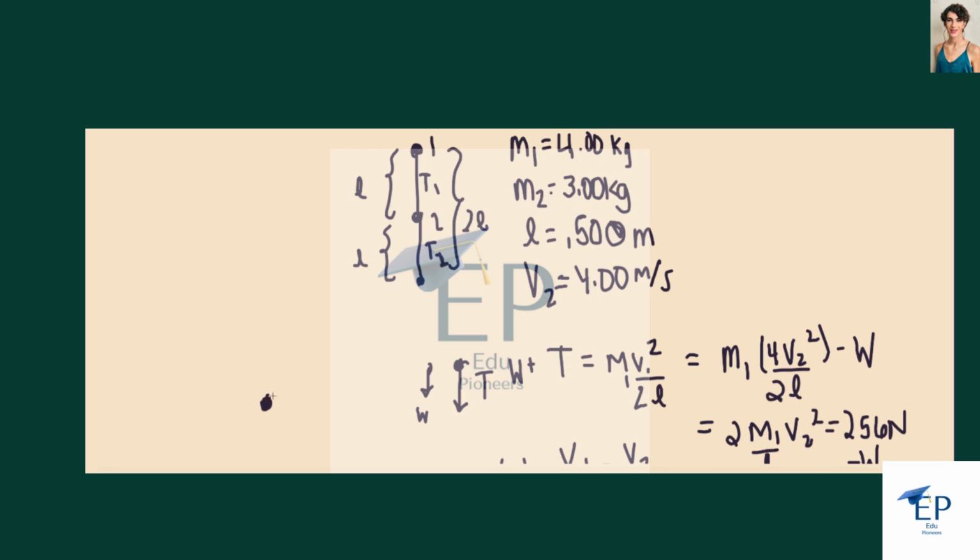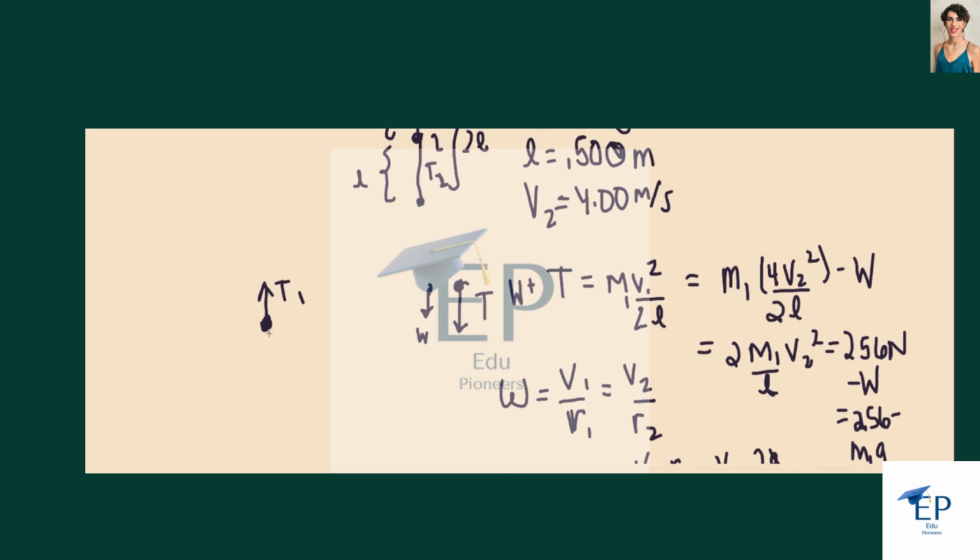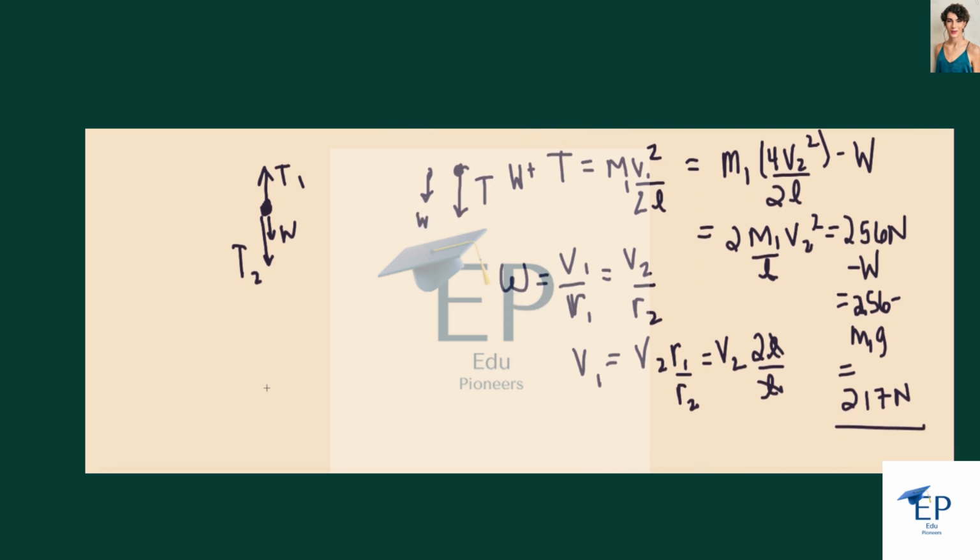So what's pulling on mass 2? We have T1 pulling this way and the weight pulling down, and then T2 is pulling like this. And then we want the force down to be bigger because it's moving in a circle. So let's make this direction positive, even though it's down. Again, you don't have to if you don't want to.